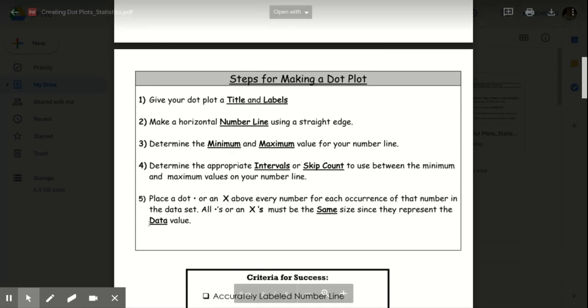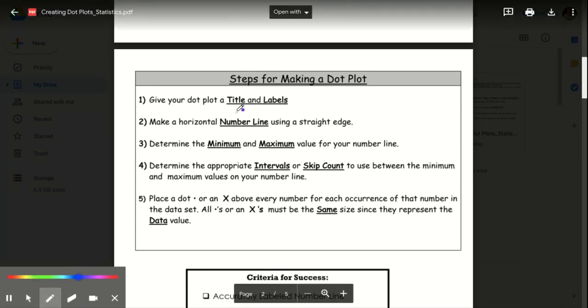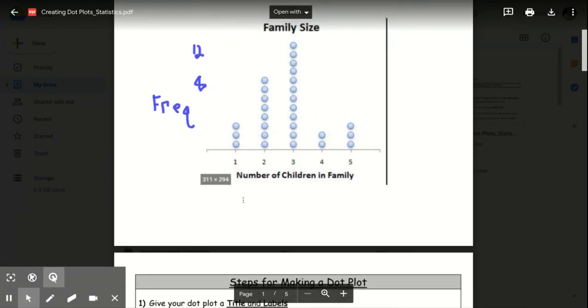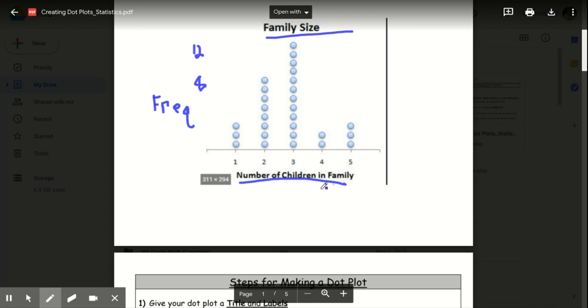First of all, every dot plot must have a title and labels. I need to know what this information represents. You saw that in a previous problem, the title was right here. Here is the title, family size. Here is a label: this is the number of children on the x-axis, and they range from one child in a family all the way up to 5 kids in a family, okay?